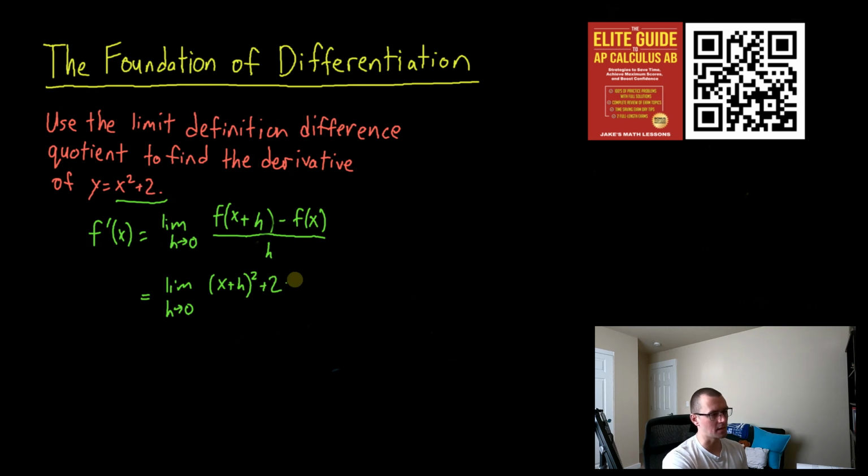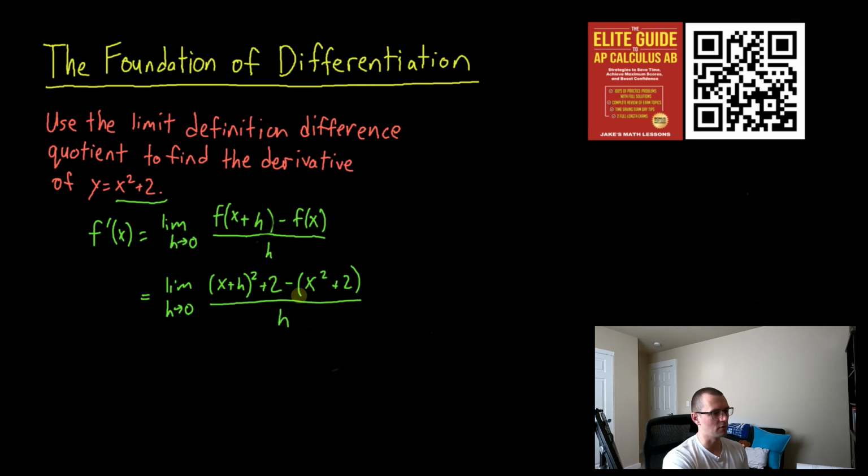And then minus your entire function f of x. And again, make sure you put your entire function f of x in parentheses. That's another common mistake I see people make. And I'll explain what the issue that causes in just a second. But make sure you put your entire function f of x, x squared plus 2 in this case, in parentheses.